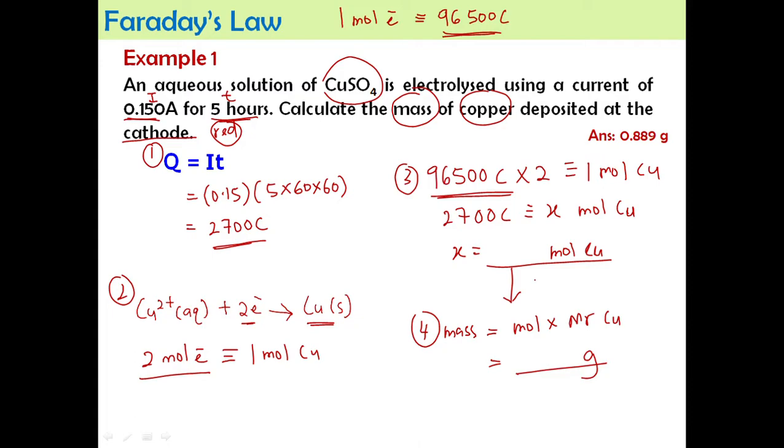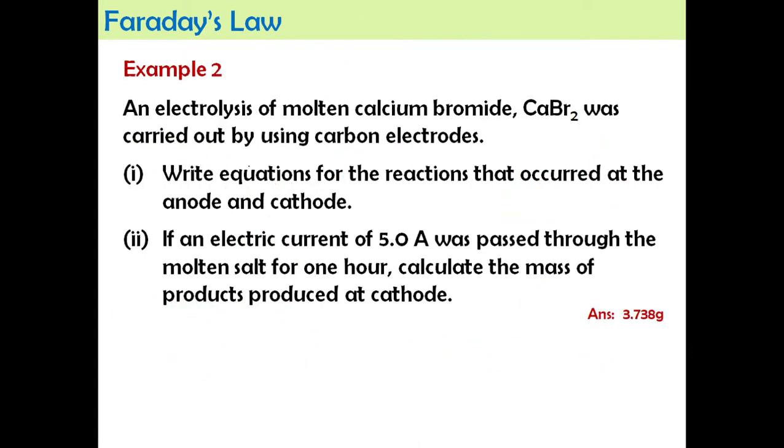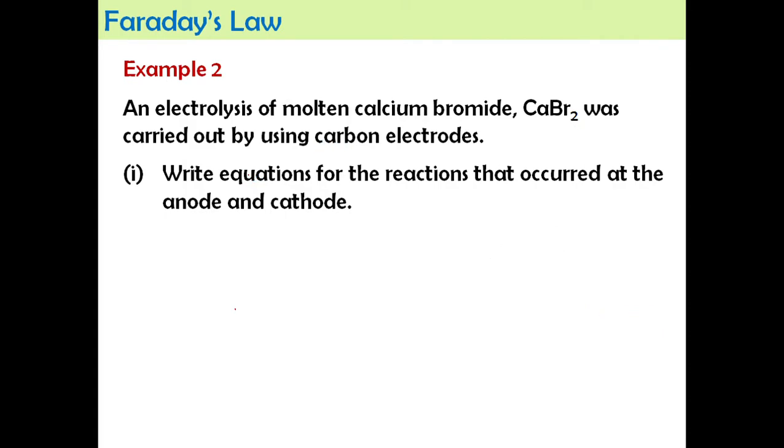Okay, kita teruskan dengan example 2. Okay, so for example 2, molten calcium bromide using carbon electrode. So kita pergi soalan yang pertama dahulu. We want to write the equation at anode and cathode. Jadi awak kena tahu dululah ion apa yang terlibat. So dekat sini kita ada Ca2+ dan kita ada Br-. Okay, tak ada air sebab dia adalah molten.